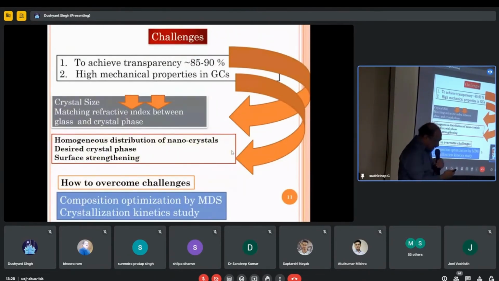Okay, and also for mechanical property, you need to have homogeneous distribution of nanocrystals, desired crystal phase, and surface strengthening. Also, ion exchange you can do with this kind of glass. Okay, so these are the things: molecular dynamic simulation and crystallization kinetics study actually help in controlling crystallization.